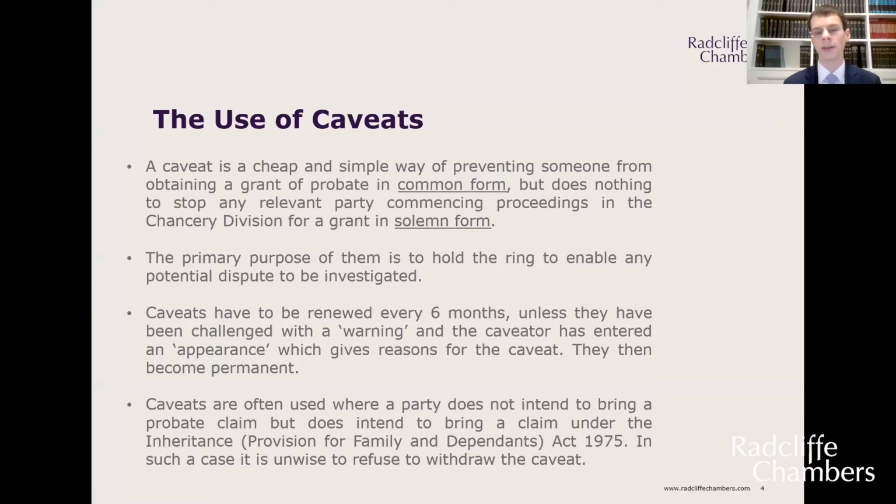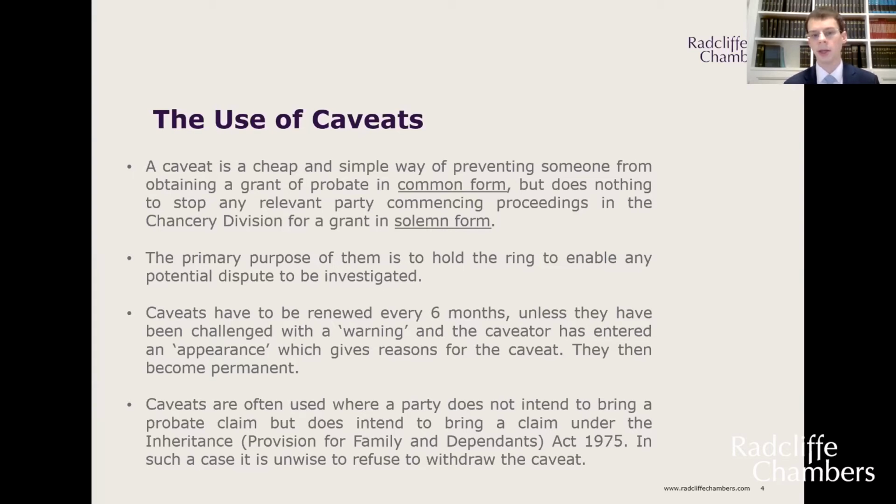Because what you want to do, if you don't like the apparent last will, or if you're concerned that someone else is going to get a grant you disagree with, you can stop them. Just like this, you don't have to give any reasons. You can just get a caveat, and they will not be able to get a grant of probate in common form, which is the easy way. What it doesn't do is stop anyone commencing proceedings in the Chancery Division for a grant in solemn form. It doesn't do anything whatsoever to stop that. It is nonetheless very annoying if you're hoping to get a grant quickly and easily, because it will stop you doing that.